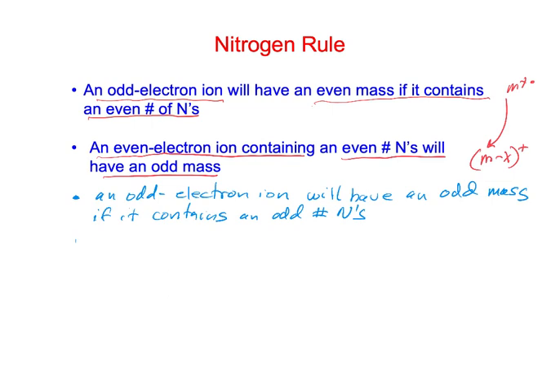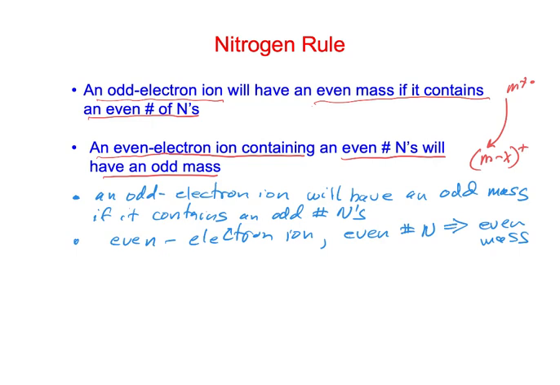So here, this would be the even electron ion with an even number of nitrogens will have an even mass. So it's just, if we have no nitrogens, it goes from even to odd. If we have an odd number of nitrogens, it goes from odd to even.